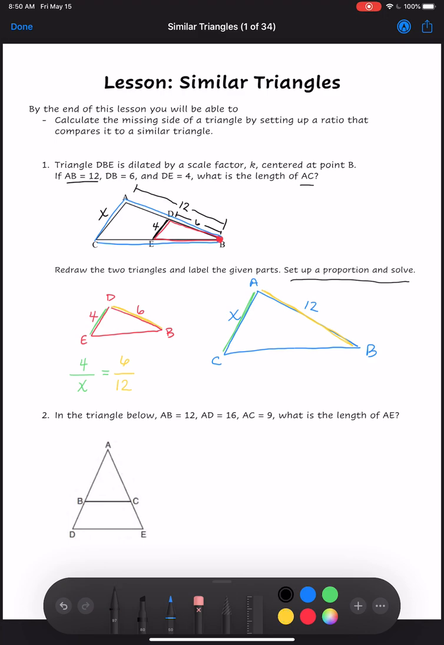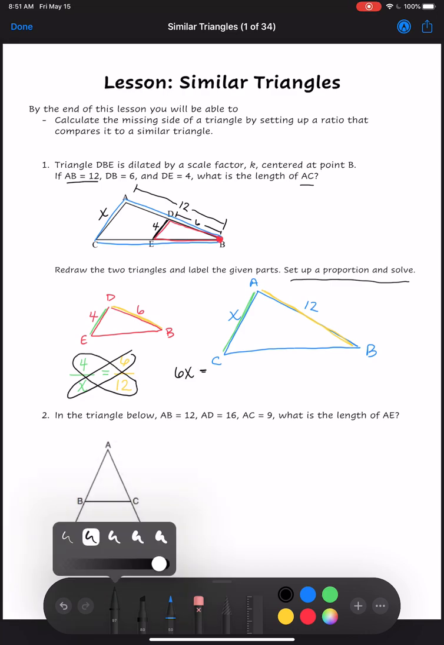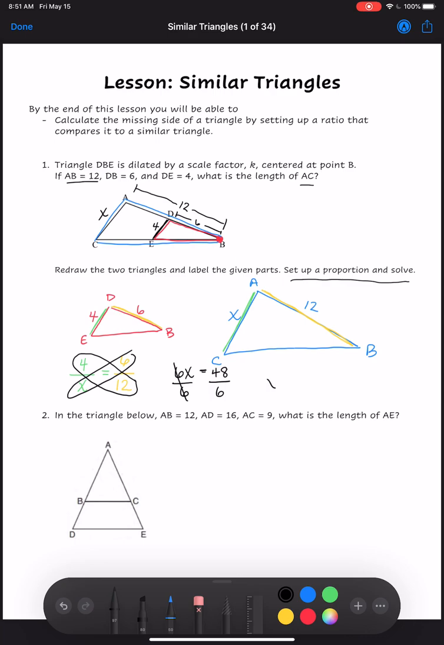To solve this proportion, you're going to cross multiply. So we have 6 times X is 6X, and 4 times 12 is 48. And then we're just solving this equation. So 6X is equal to 48, divide by 6. Those cancel each other out, and X is equal to 8. Therefore, we can say AC is equal to 8. Okay, so that's one example.